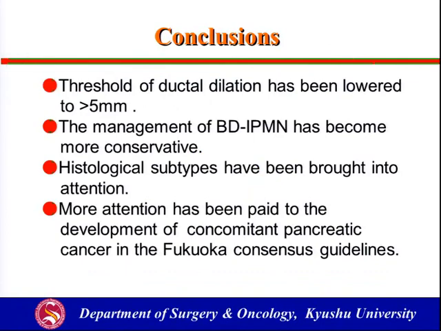So my conclusions are several points have been revised in the Fukuoka consensus guidelines. Threshold of ductal dilation has been lowered to 5 millimeters. The management of branch duct IPMN has become more and more conservative. Histological subtypes have been brought into attention in the guidelines. The more attention has been paid to the development of concomitant pancreatic cancer in patients with IPMN. So these are the updates of the consensus guidelines for IPMN management.